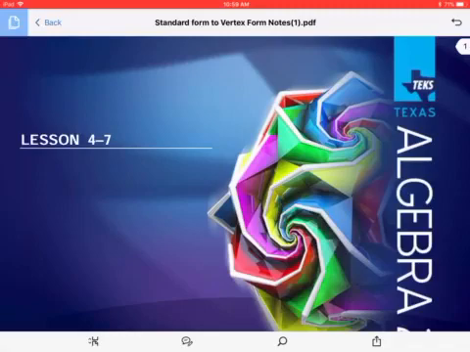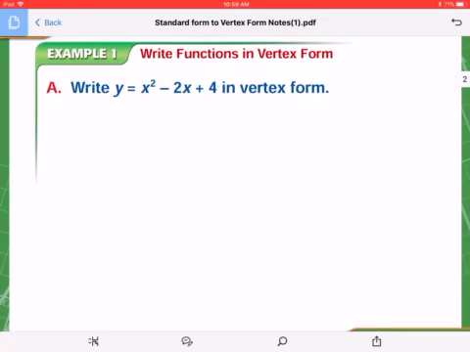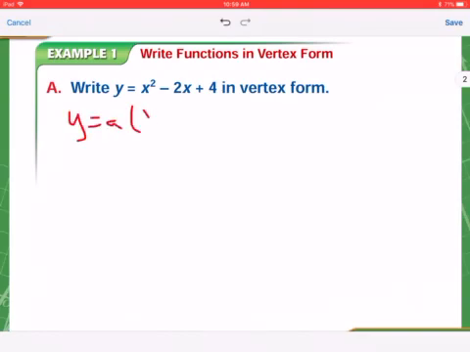Okay, so these notes are over going from standard form to vertex form. So we're going to be writing y equals x squared minus 2x plus 4 in vertex form. So first off, we need to know what vertex form is. Vertex form is written as y equals a times x minus h squared plus k.